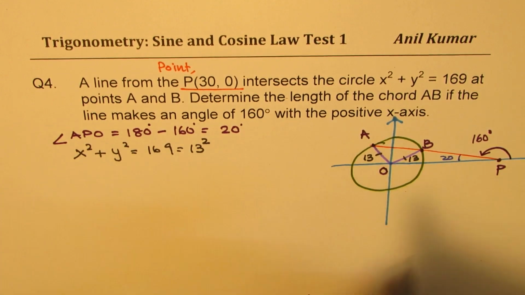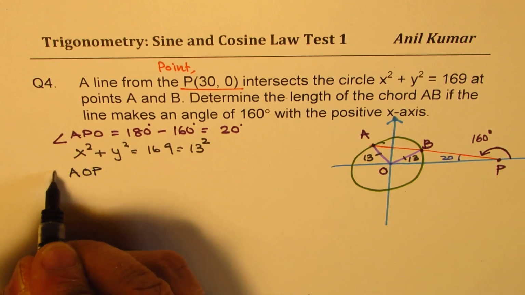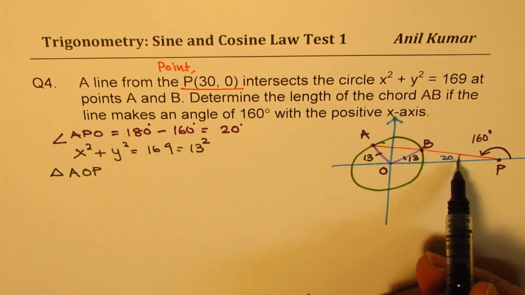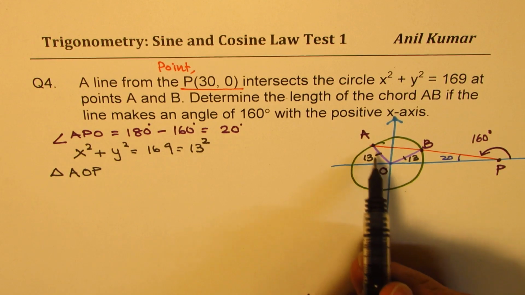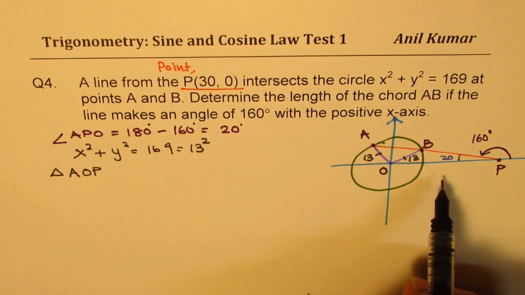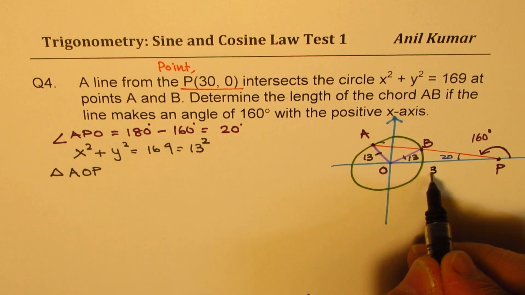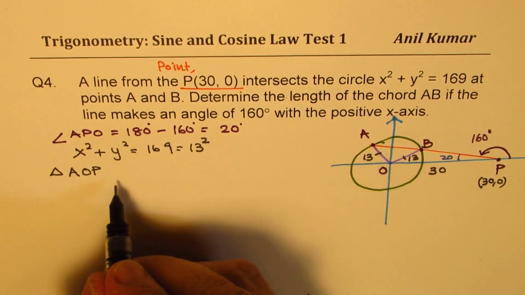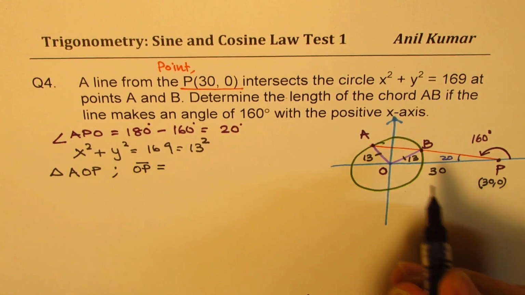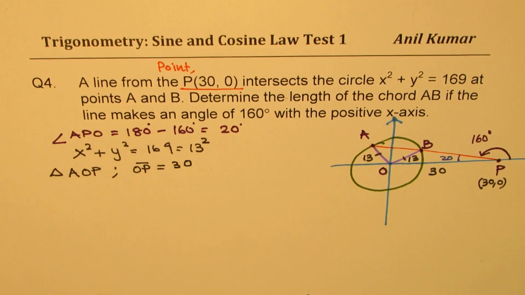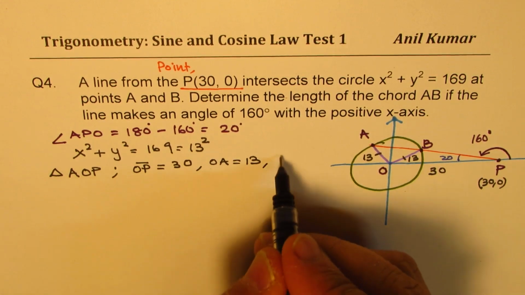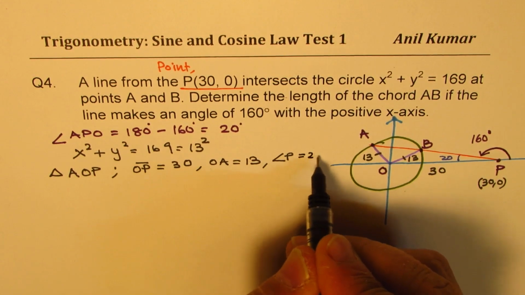Now, if you look into it, then the triangle AOP, let's try to solve the triangle AOP. We have one angle and the opposite side of 13. We also know that this side is 30, since the coordinates of point P are (30, 0). So we know OP. In this triangle, OP is equal to 30, right? We also know that OA is equal to 13 and the angle at P is 20 degrees.